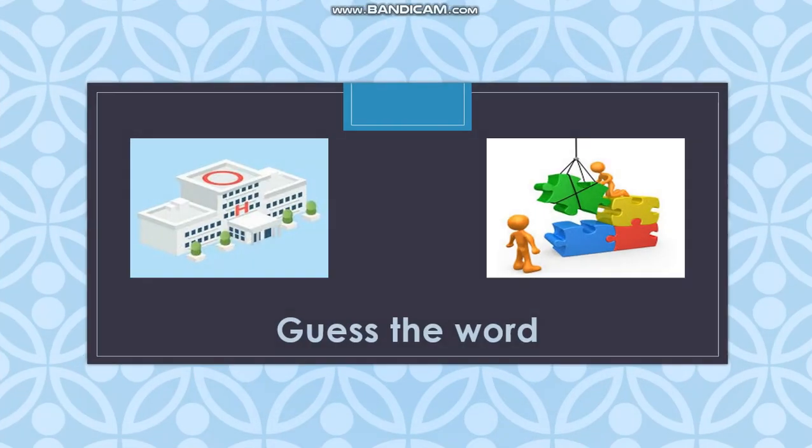Hello, I'm back again with word of the day, so let's find out what word it is. Just look at these pictures and guess the word.